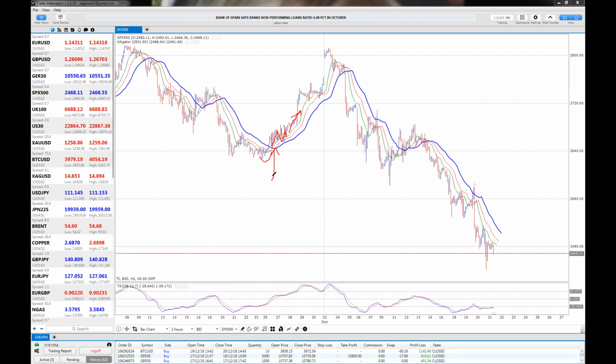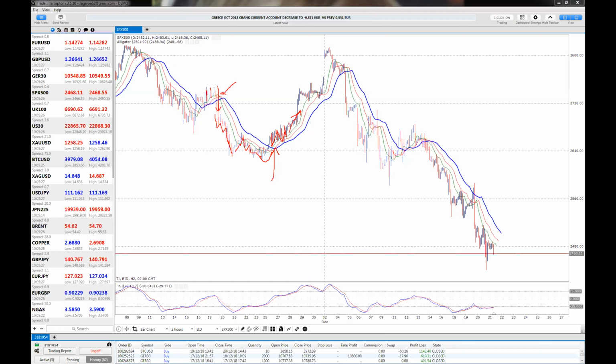Vice versa, we have the same situation here. The bars are falling below the blue moving average. All the three moving averages start to cross, giving us a sell signal, and the market starts to turn lower, as we can see here, until the market turns up again above the moving average.